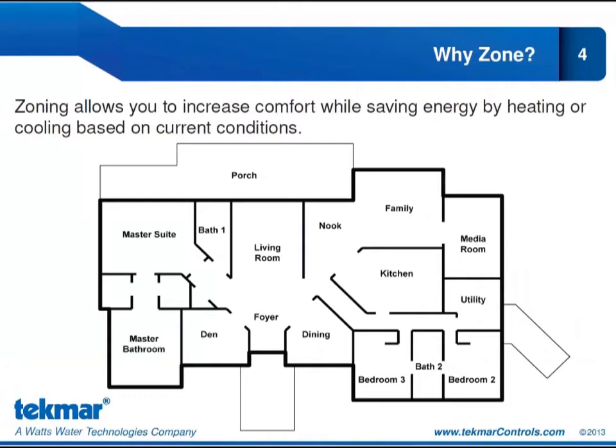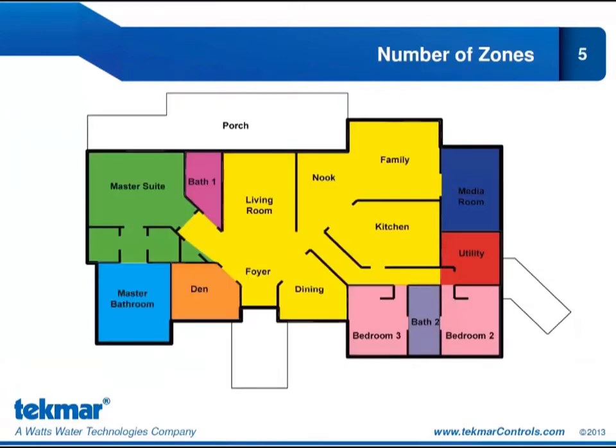So this is an example of a house layout where we have a bunch of different zones, and we'll look at one possibility for our zoning layout. So here we have the same layout, but now we've overlaid colors on top of it, showing you how someone might choose to zone this space.